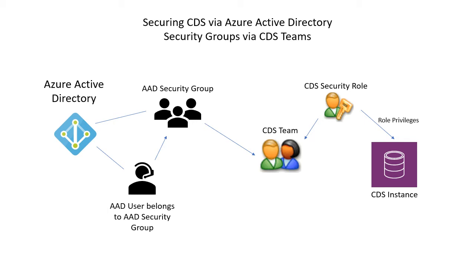So the diagram that you see on the screen is simply a high-level diagram of what the associations are. We have Azure Active Directory that has an Azure Active Directory security group. You've got a user who belongs to that security group. You assign or associate the security group with a team inside of CDS. You assign a security role to that team, and that security role grants privileges to the entity inside of CDS that you're accessing. So it might sound a little complex, but let's walk through it, show you what the steps are to make it happen, and then we'll hopefully be able to get you on your way.